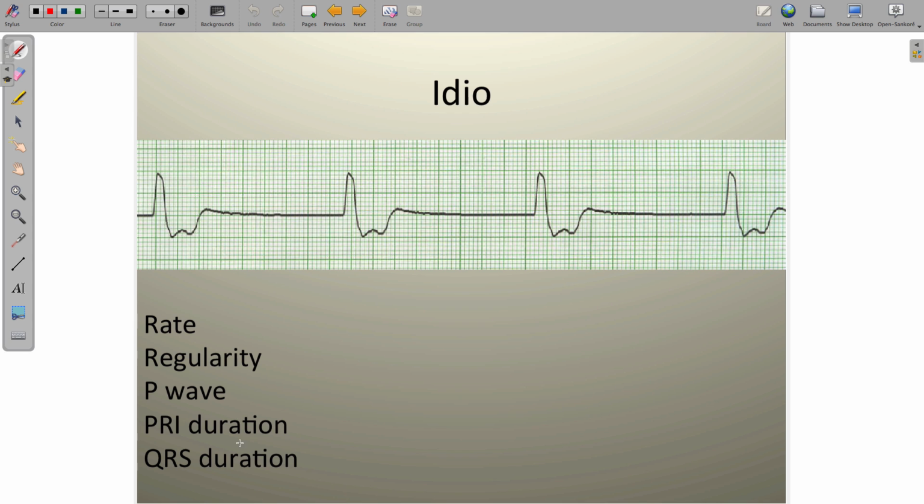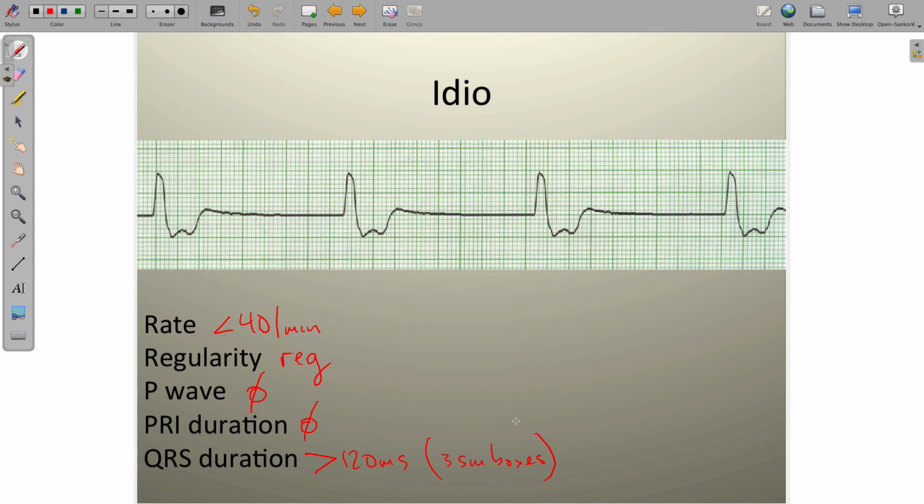So we're going to follow this 5-step method as we do every single time. And this is called idioventricular rhythm. All right, so idioventricular rhythm is characterized by a rate less than 40 beats per minute. It's going to be extremely regular. There are going to be no P waves, therefore no PR duration, and the QRS complex is going to be longer than 120 milliseconds, which, if you'll recall, is 3 small boxes.